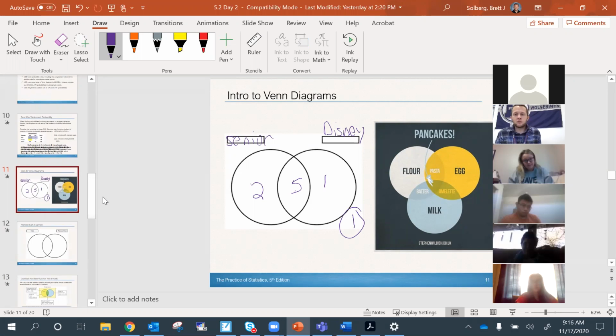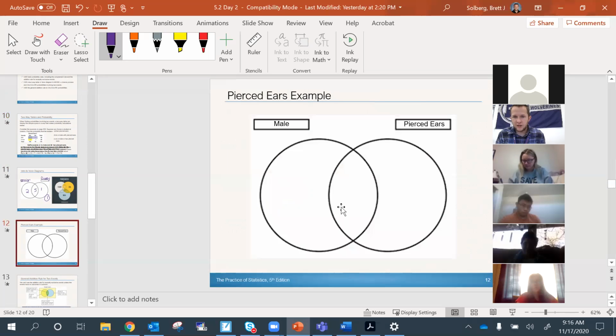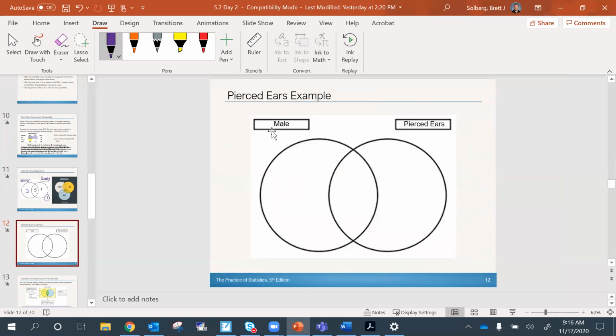So now, here's what I want us to do, guys. Here is our data from before. Here's our two-way table. And what I want us to do is fill in this Venn diagram here based on the variables male and pure steers. Now, this is going to be a little bit tricky.